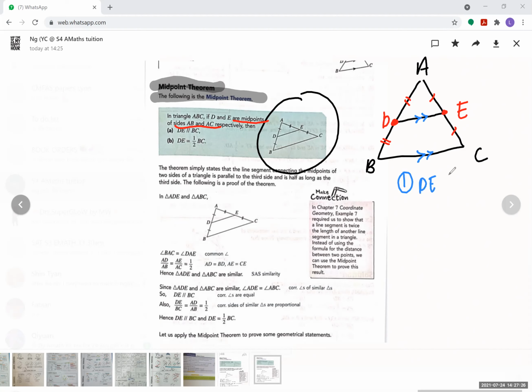You understand? So what does it mean for it to be parallel? For it to be parallel, that means that we know that this angle is equal to this angle, and we know that this angle is equal to this angle. Got it so far? So it's similar to what you all learned in similarity triangles. Now, another thing we can form, number 2, is that we can say that the length of DE is actually half of BC.